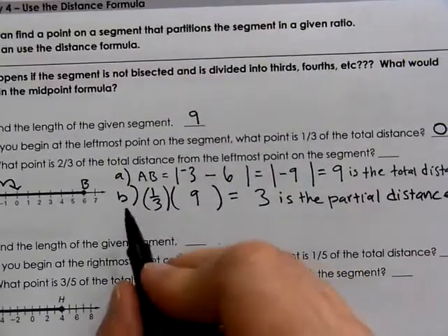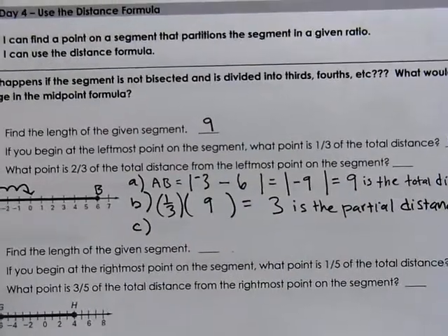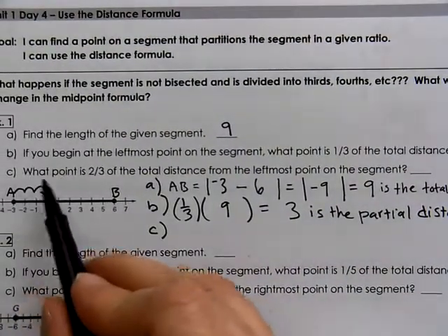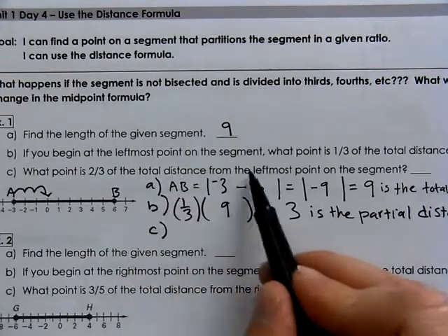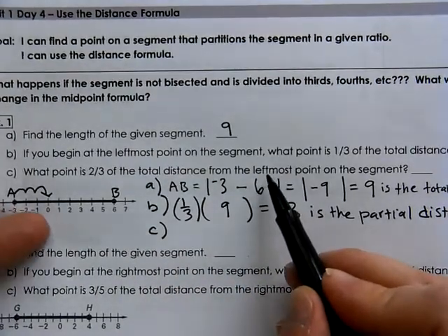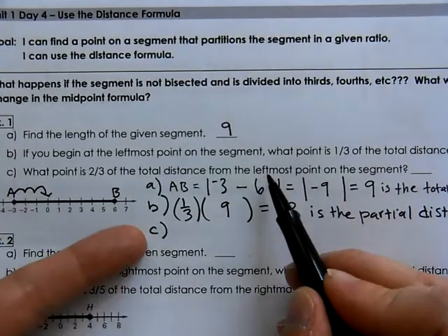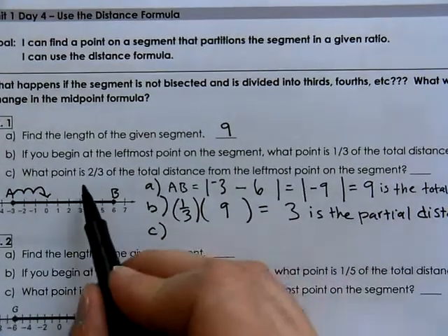Alright, let's try that again with part C. Here we have a different partial distance to calculate. In part C it says, what point is 2/3 of the total distance from the leftmost point? So again, we're starting at the leftmost point, we're traveling rightward, but how far do we go? We have to calculate that partial distance.